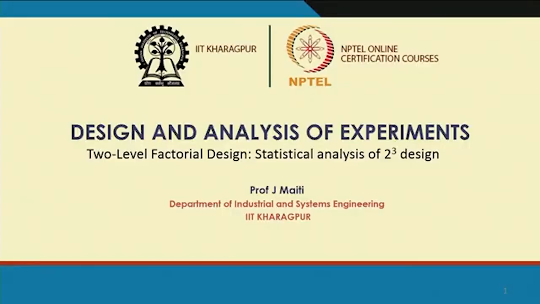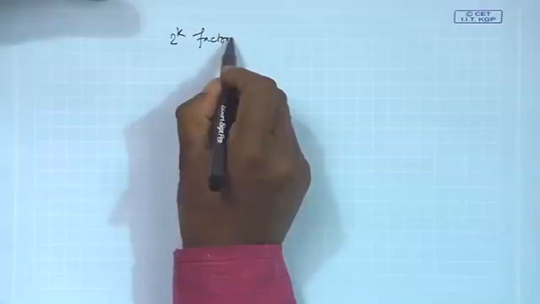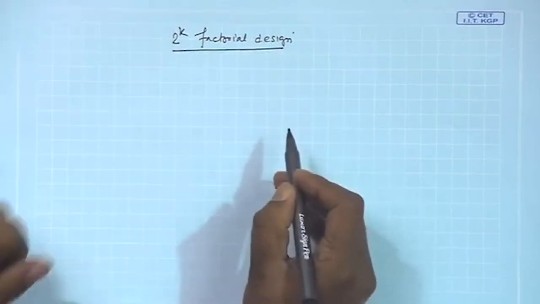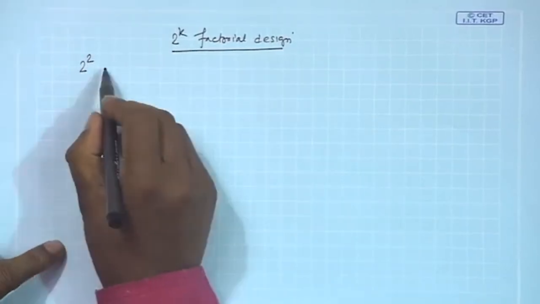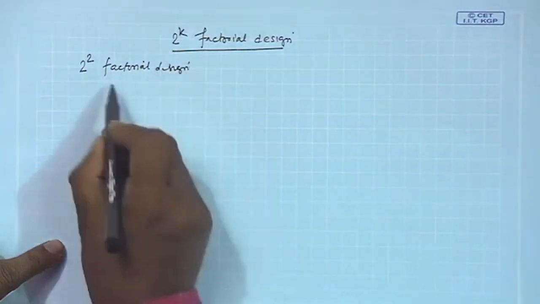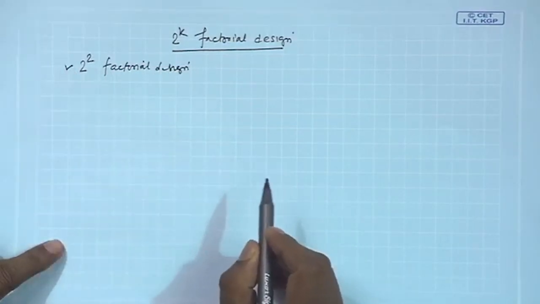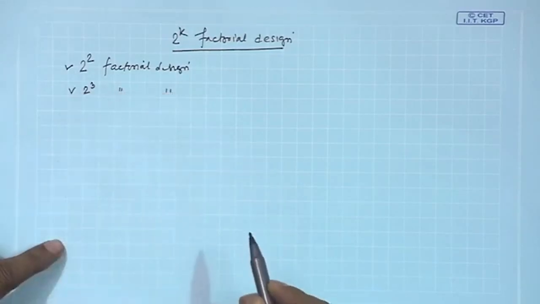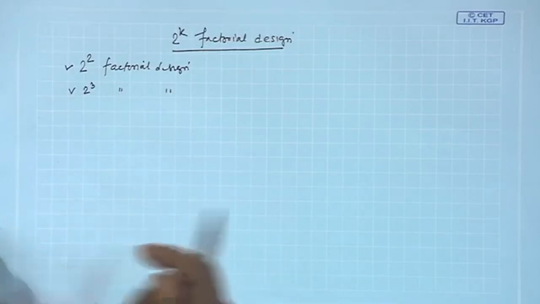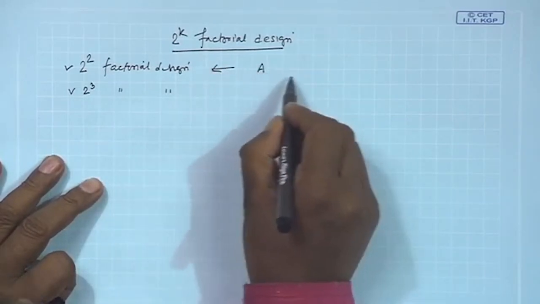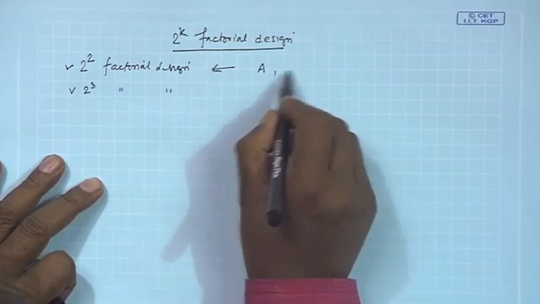Hello, we will continue 2 to the power k factorial design. In the last lecture, you have seen 2 to the power 2 factorial design. In this lecture, we will see 2 to the power 3 factorial design. So, what have you seen in 2 to the power 2 factorial design? We have considered two factors, A with two levels, B with two levels.